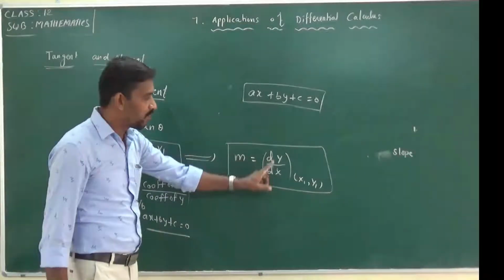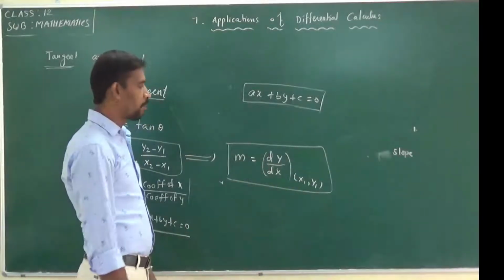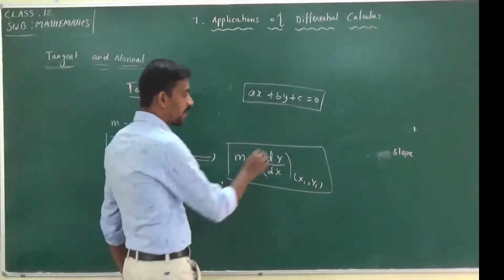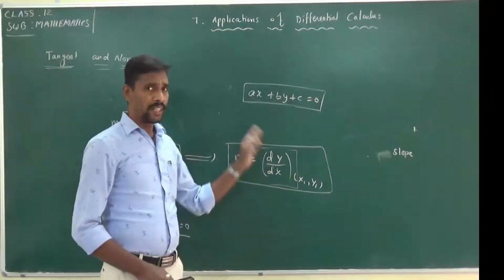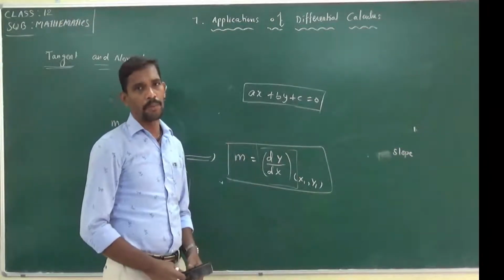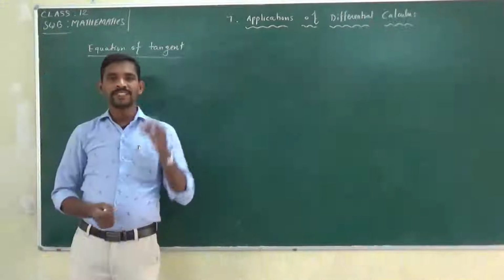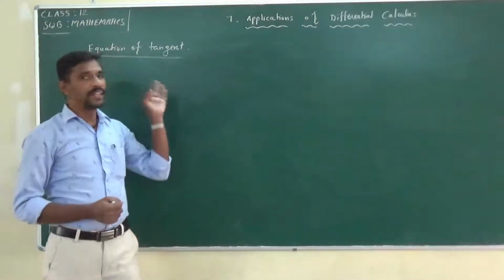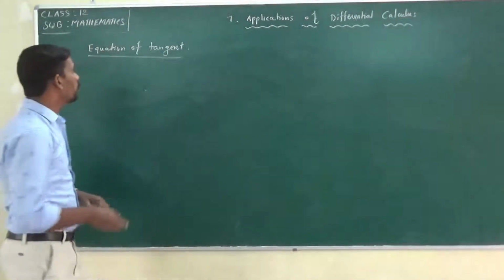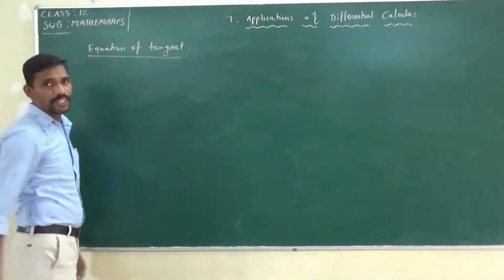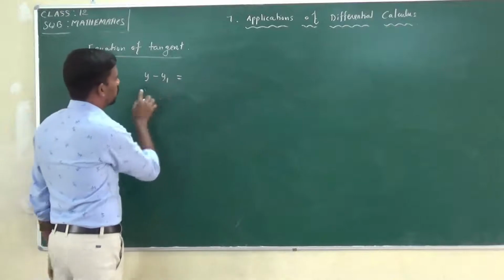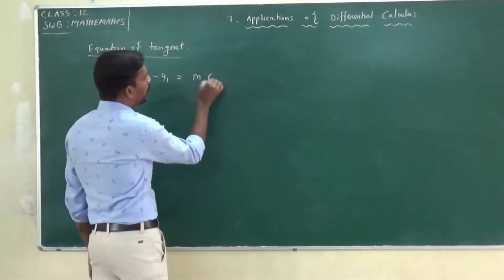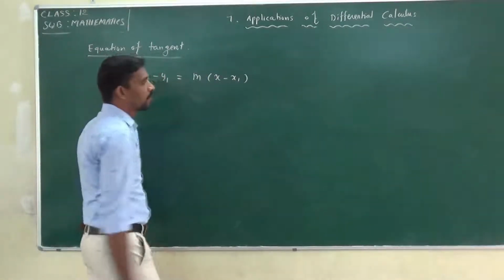So m is equal to dy by dx at the point (x1, y1). Now we want to recall the formulas for differentiation for all the functions, and then we are going to solve the problems. In this concept, we need three formulas. The first formula, equation of tangent, is nothing but y minus y1 equal to m into (x minus x1).